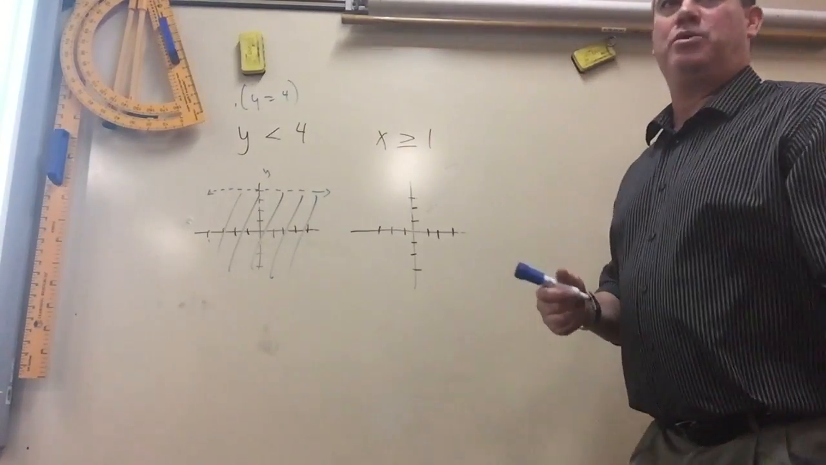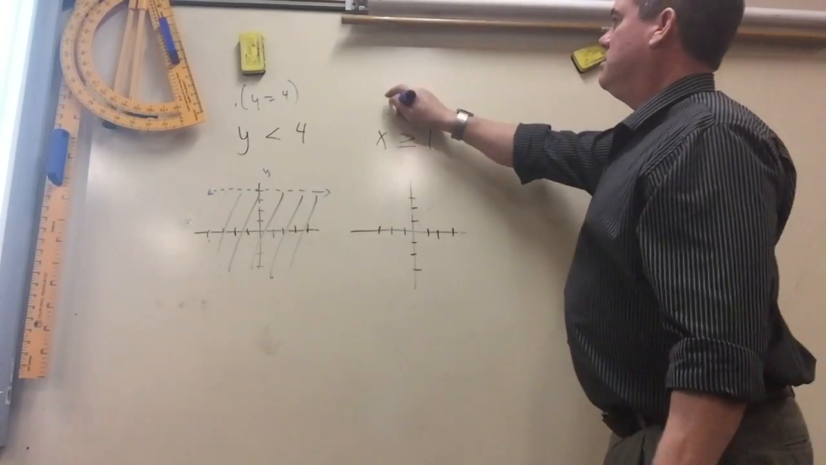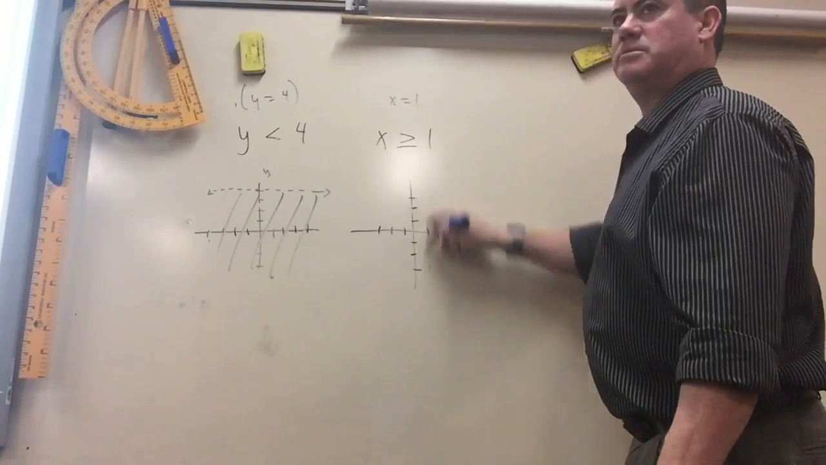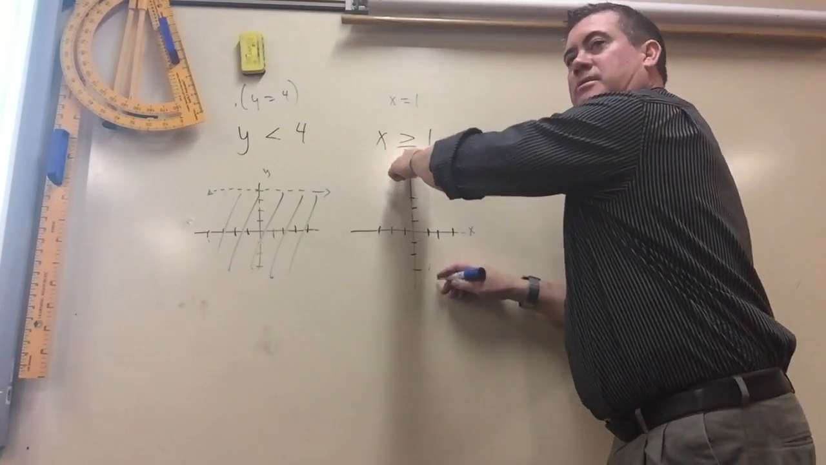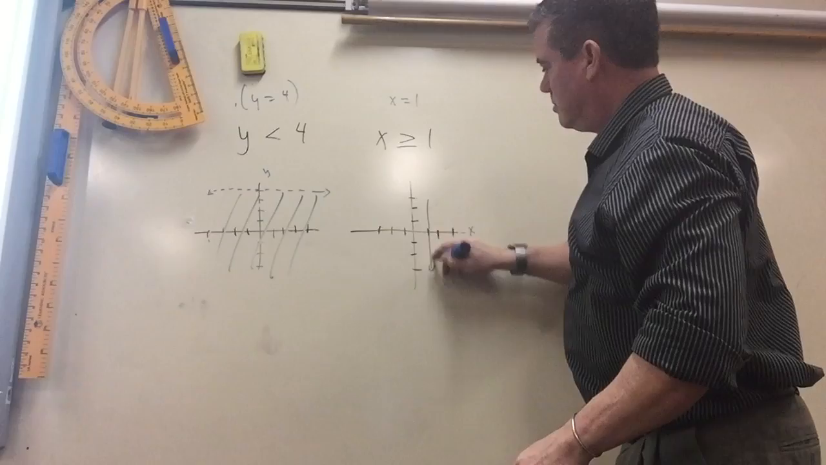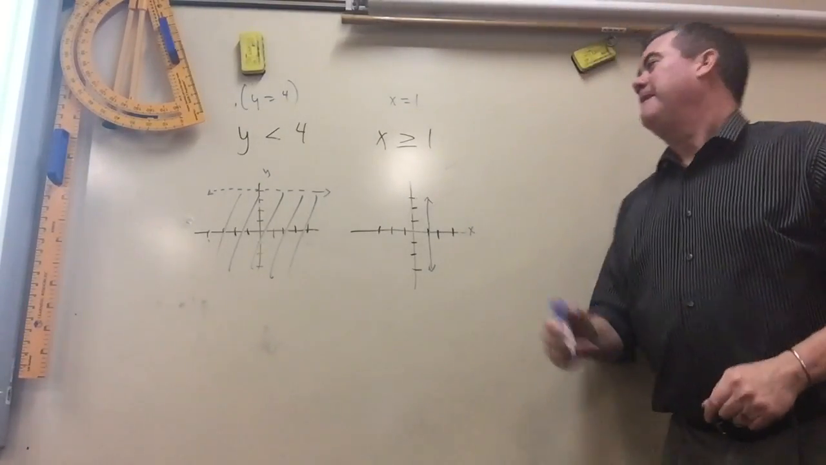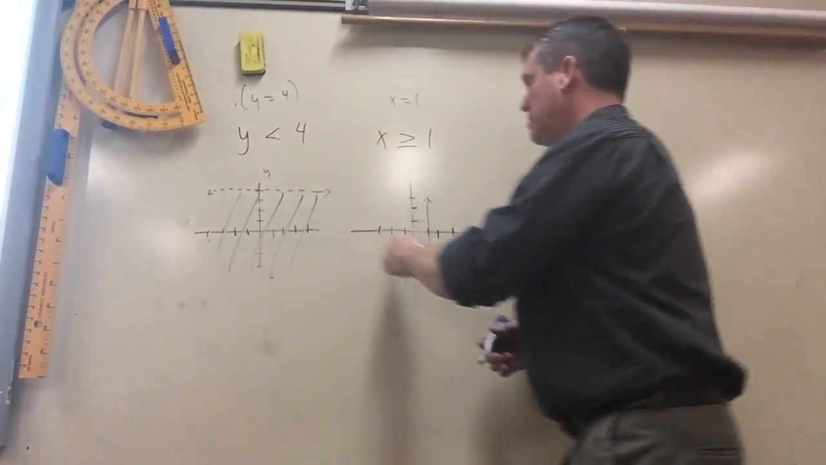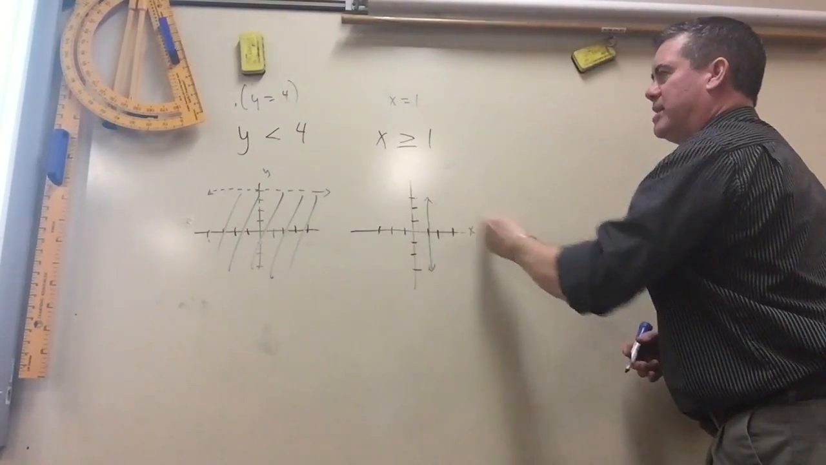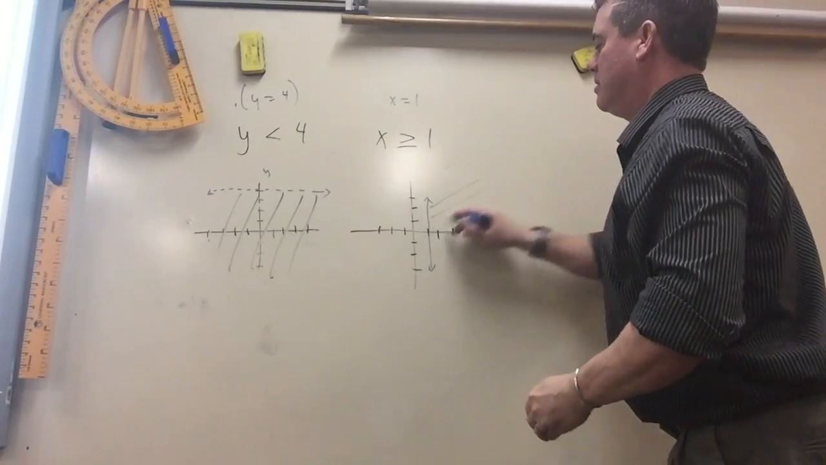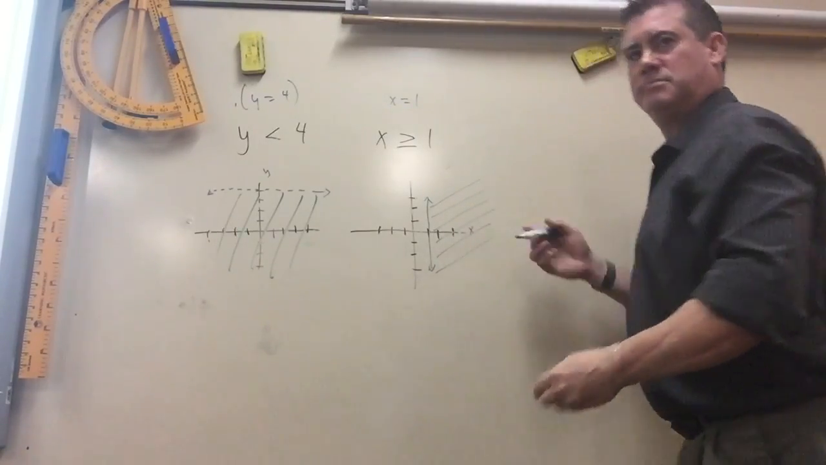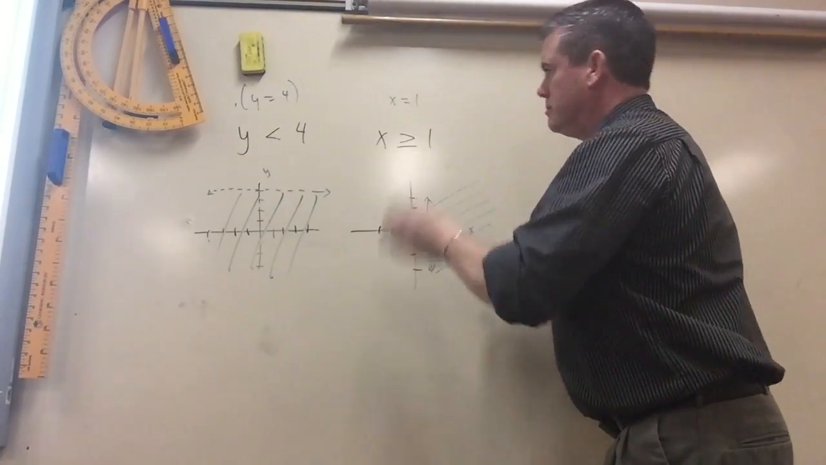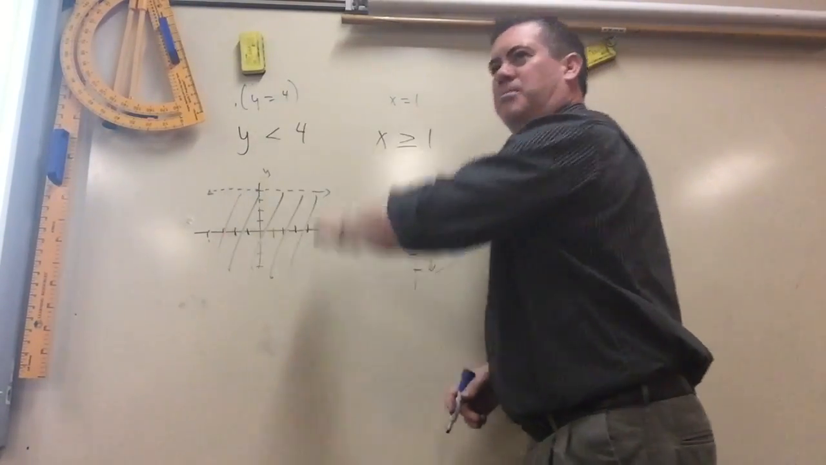X is greater than or equal to 1. If it was x equals 1, you'd go to the x-axis at 1 and draw a line. This is solid. Yep, x is greater. So now we're talking about the x's. Here we're talking about the y's. But when it's just an x, all the x's greater than 1 are on this side. So you shade that side. Okay? So if it's just an x, you're going to shade one side or the other. But if it's a y, it's going to be above or below.